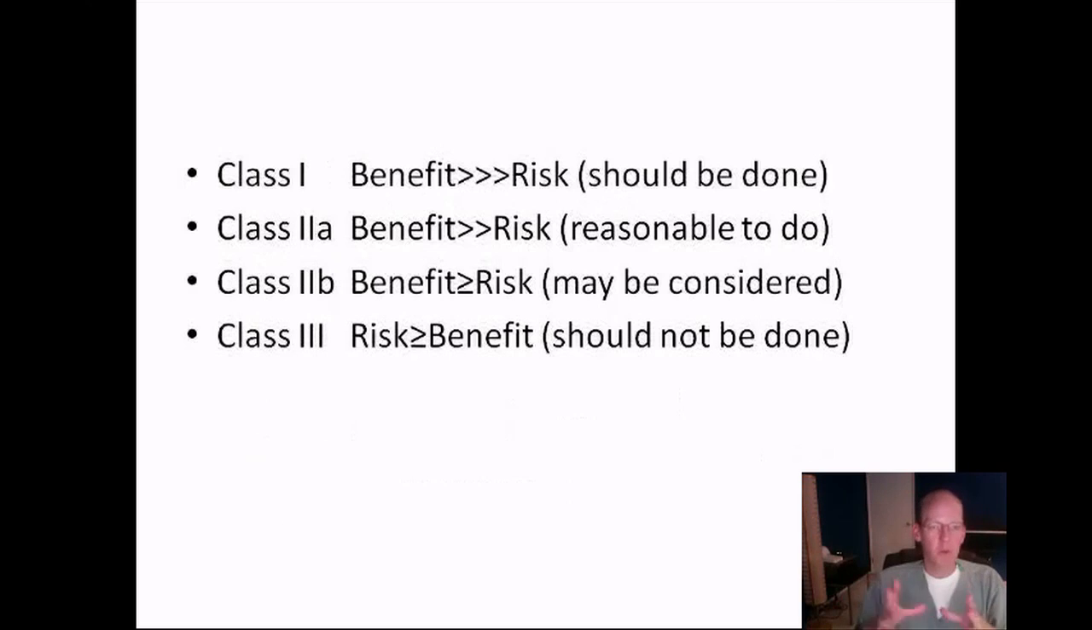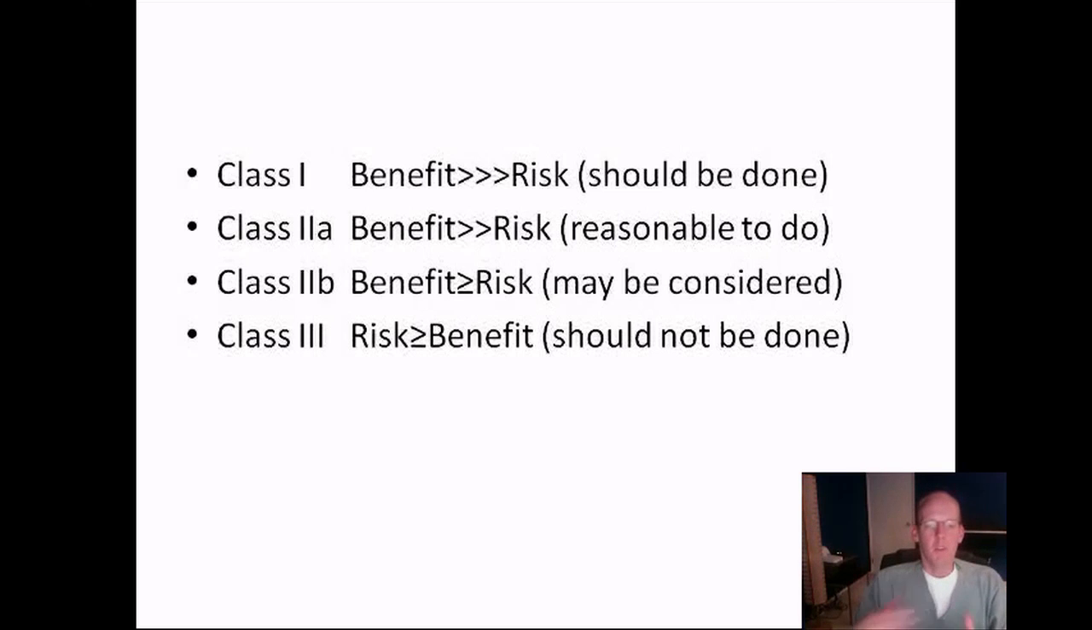Now they go through and create different recommendations. This is similar to other advisory bodies. A Class 1 recommendation: the benefits greatly outweigh the risk, and this should always be done. Class 2A, the benefits mostly outweigh the risk, and it is reasonable to do. Class 2B, the benefits are greater than or equal to the risk, and this may be considered by the providers. And then Class 3, risk outweighs benefits, and this should not be done.